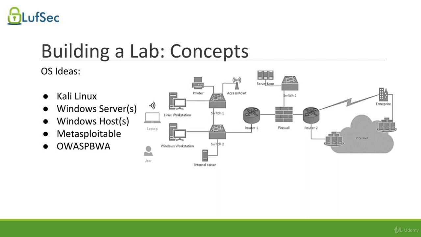So for example, let's say you have a standard network, like 192.168.1.0. What you could do is create a Kali Linux box as a virtual machine. You could create virtual machines for Windows servers and Windows hosts. You could create a virtual machine from Metasploitable, and the list goes on.